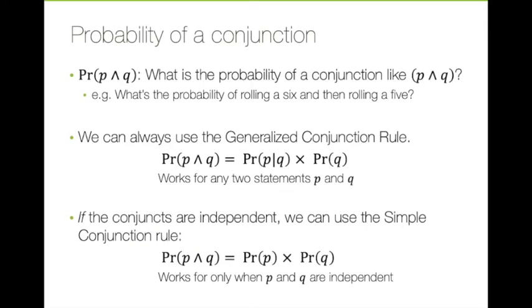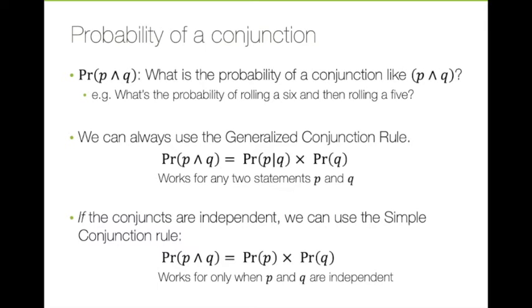Normally that's going to be "and," but it might be "but" or "while" or "in addition," those kinds of terms that we should be familiar with. We might see a question like, what's the probability of rolling a 6 and then rolling a 5? To calculate the probability of a conjunction, the generalized conjunction rule will always work, just like the generalized disjunction rule will always work to calculate the probability of a disjunction.